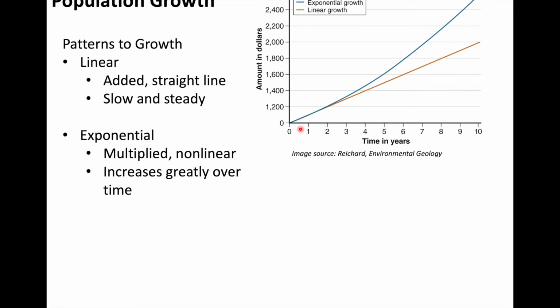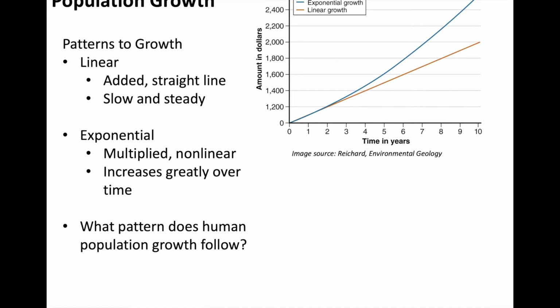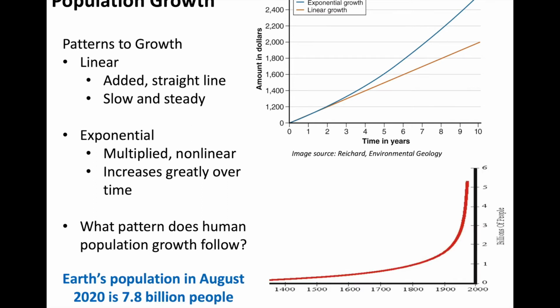As you can see in this figure, at first, linear and exponential growth can look very similar. But over time, exponential growth takes off and your balance increases more and more quickly. This is good if it's money in a savings account, bad if it's your credit card bill. Given these patterns, what pattern do you think that human population follows? That's right, the global human population is growing exponentially.